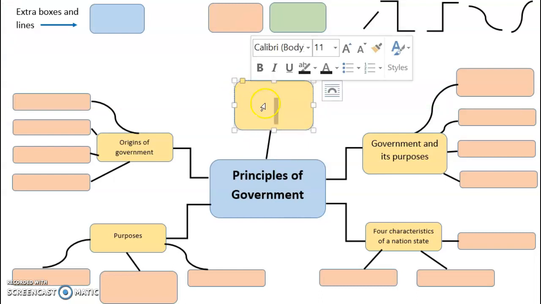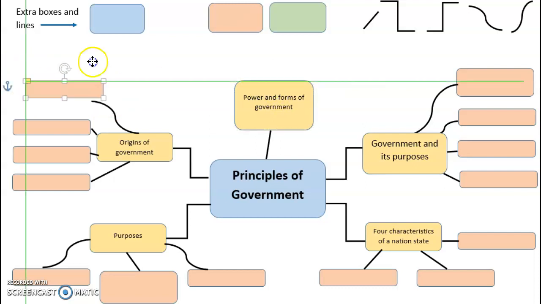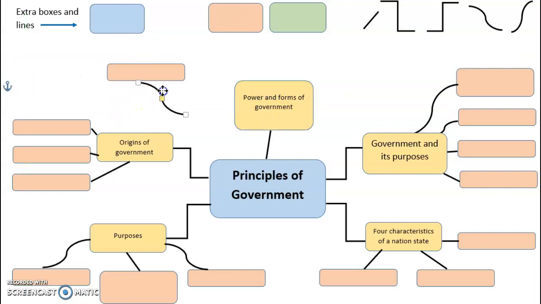and then go ahead and type in power and forms of government. And then as I look through under power and forms of government, I want to add 2 more titles to this, okay? So I can borrow one from over here since I'm not going to need it. I think I might do that, borrow this one since I'm not using it.